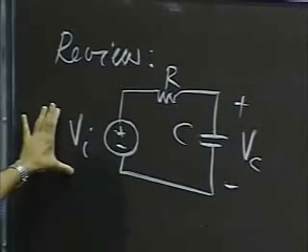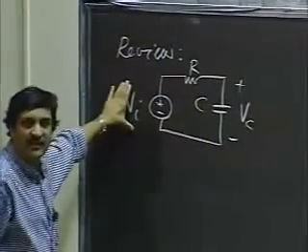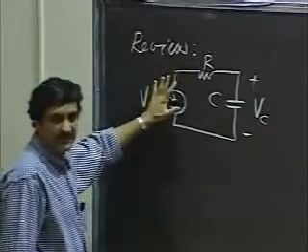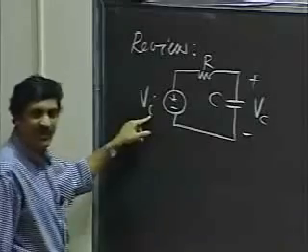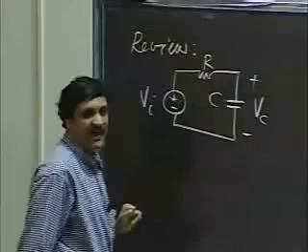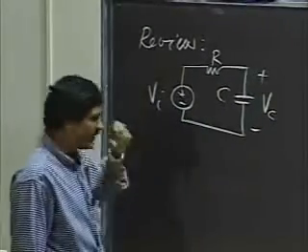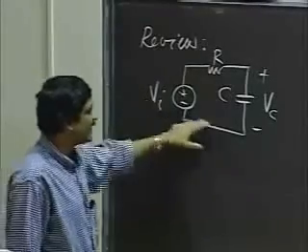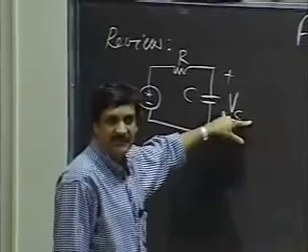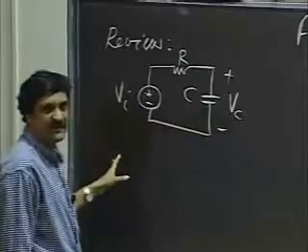The basic idea was that we're going to apply inputs of the form Vi e to the j omega t. Wherever you see a capital and a small, there is an implicit e to the j omega t next to it. I'm not showing you that. What I showed last time was that once you find the multiplier that multiplies e to the j omega t, a complex number, you have all the information you need.